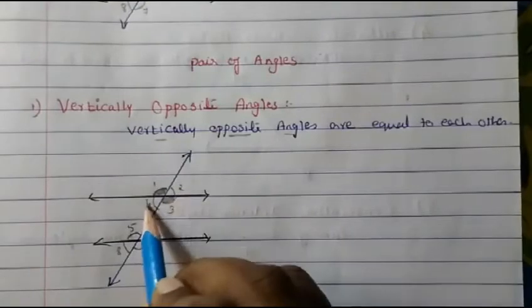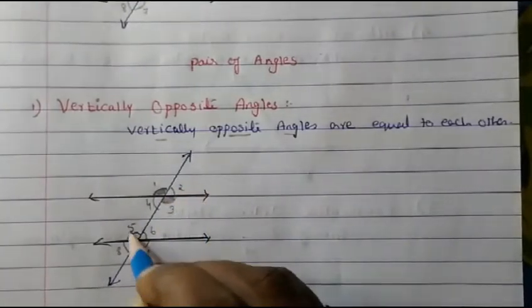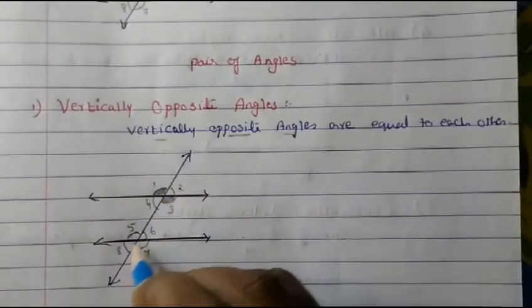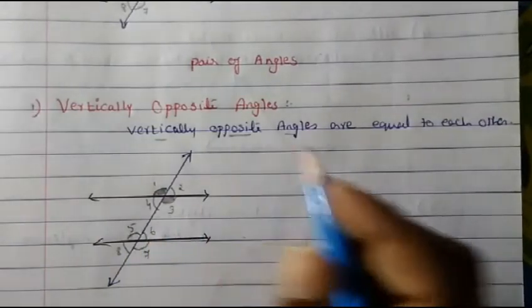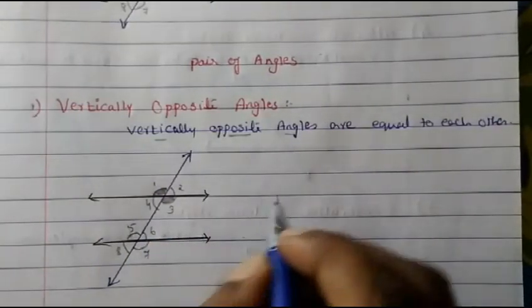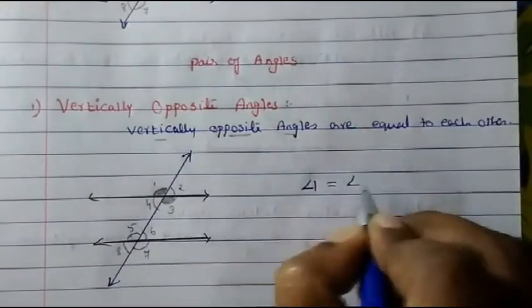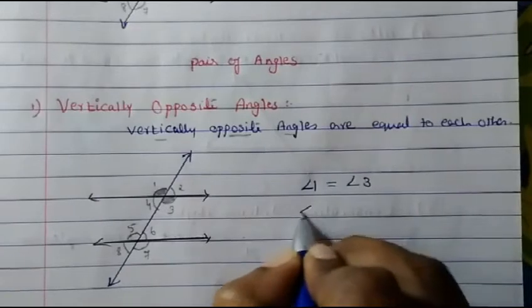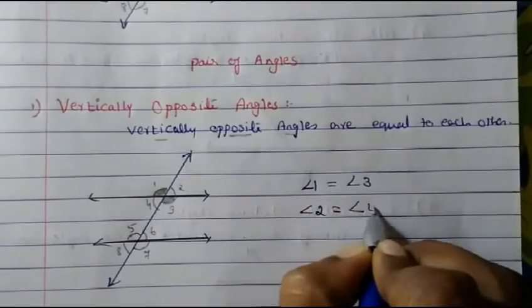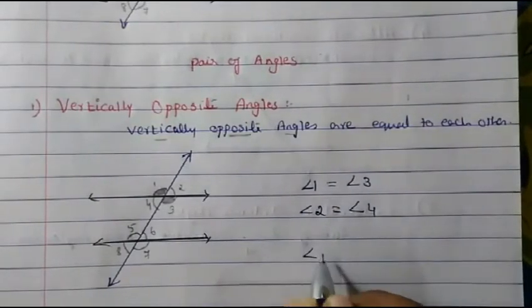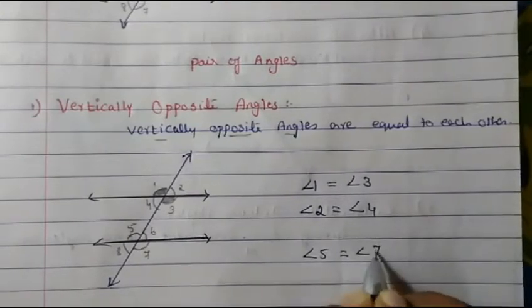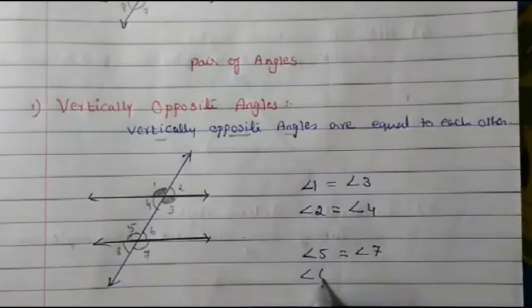Now 2 and 4 are vertically opposite angles. 5 and 7 are vertically opposite angles. 6 and 8 are vertically opposite angles. So how many vertically opposite angles did we get here? Angle 1 is equal to angle 3, angle 2 is equal to angle 4, angle 5 is equal to angle 7, and angle 6 is equal to angle 8. So these are vertically opposite angles and they are equal to each other.